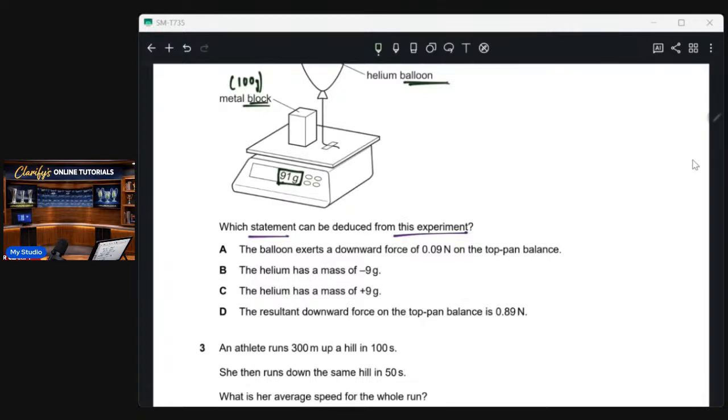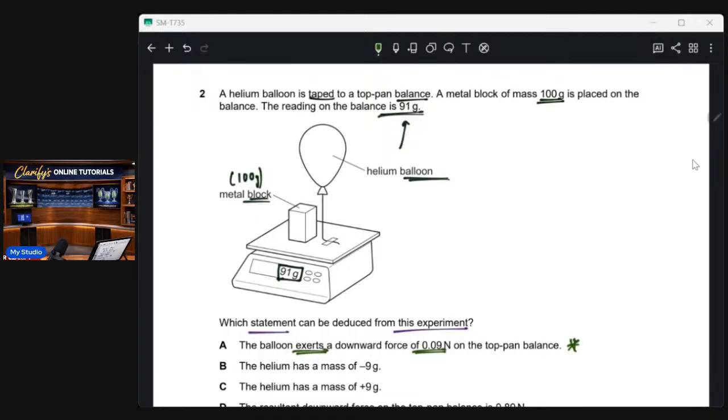How do we have the reading on the balance being 91 grams? What statement can be deduced from this experiment? The first one says the balloon exerts a downward force. No. The balloon cannot exert a downward force. But why? Because the reason why we have less here is because the balloon is pulling upwards. It is pulling upwards, so it is reducing the 100 grams to make it 91 grams.